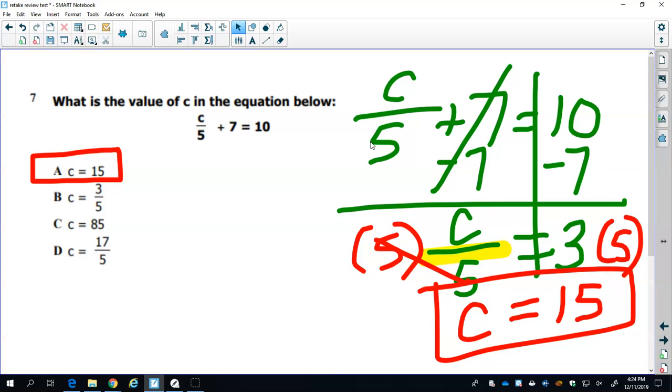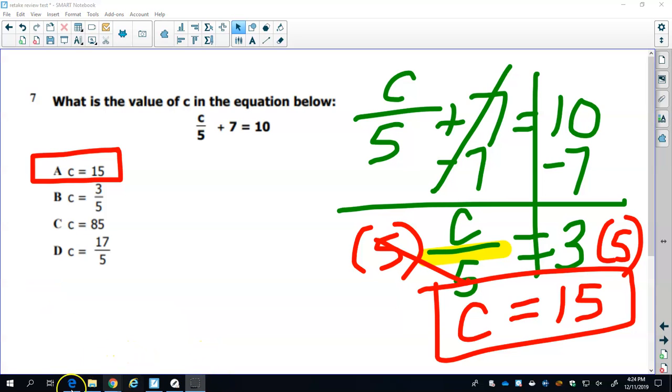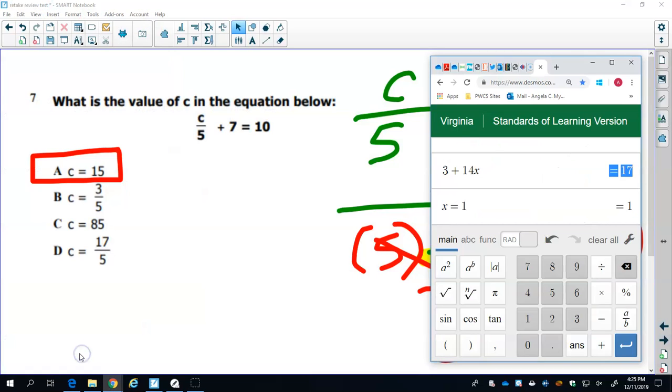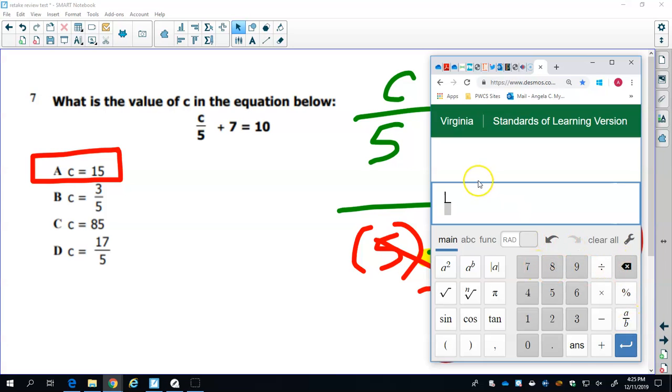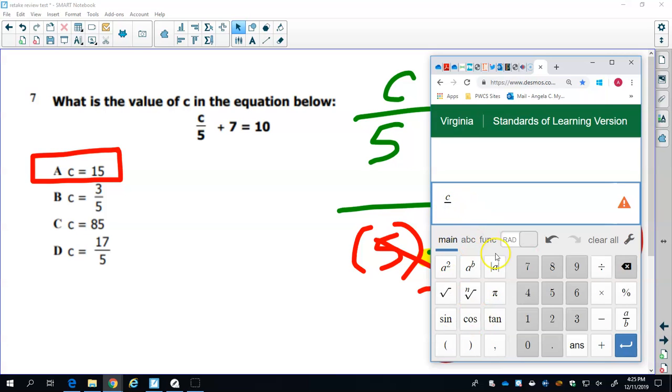Again, you can use Desmos to check it. So let's try that again. Let's just check our answer. All right, so let's bring the Desmos back up. And then let's look at how we would check it. So I'm going to put c divided by 5. Remember, use the fraction. Just click the fraction bar, and it's c on the top, 5 on the bottom, and then it's plus 7.